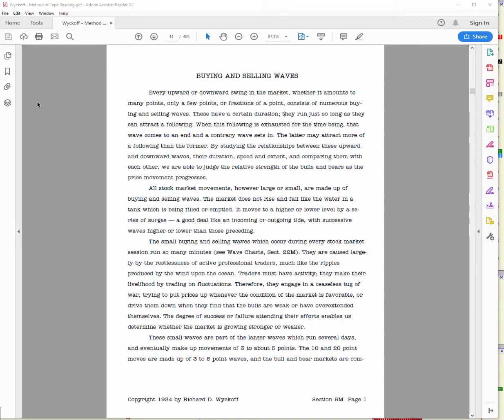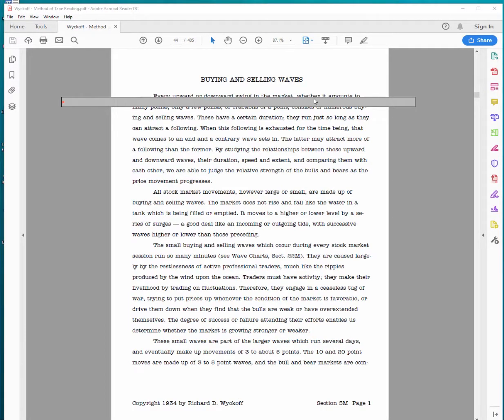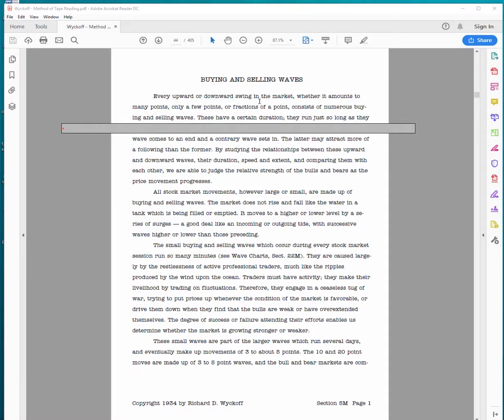Alright, section 5 M in the swing trading course, buying and selling waves. Let's start. Every up and down swing in the market, whether it amounts to many points, only a few points, or fractions of a point, consists of numerous buying and selling waves.